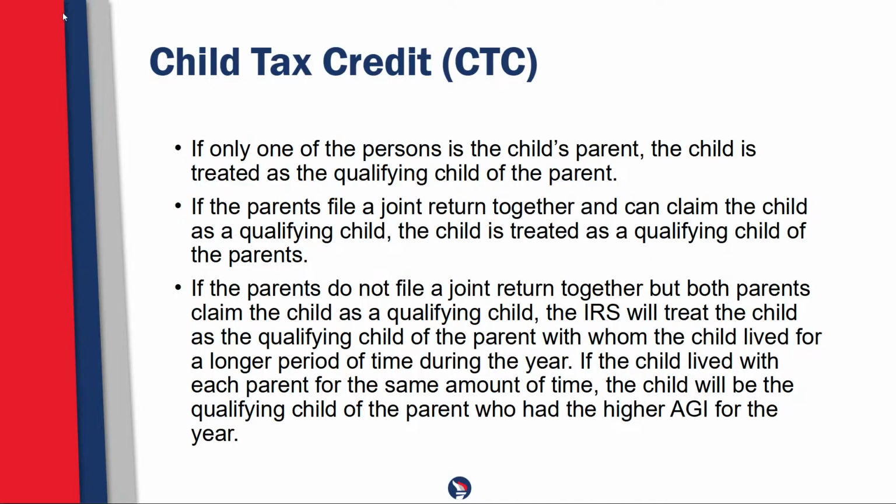If the parents do not file a joint return together, but both parents claim the child as a qualifying child, the IRS will treat the child as a qualifying child of the parent with whom the child lived a longer period of time during the year. If the child lived with each parent for the same amount of time, the child will be the qualifying child of the parent who had the higher adjusted gross income for the year.